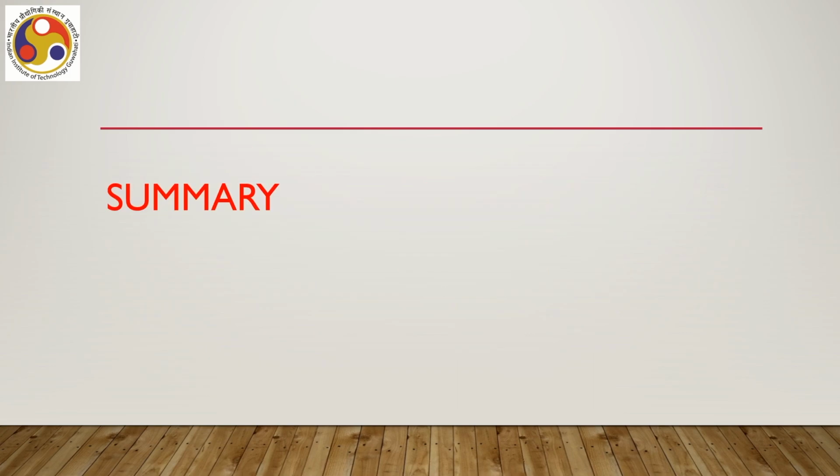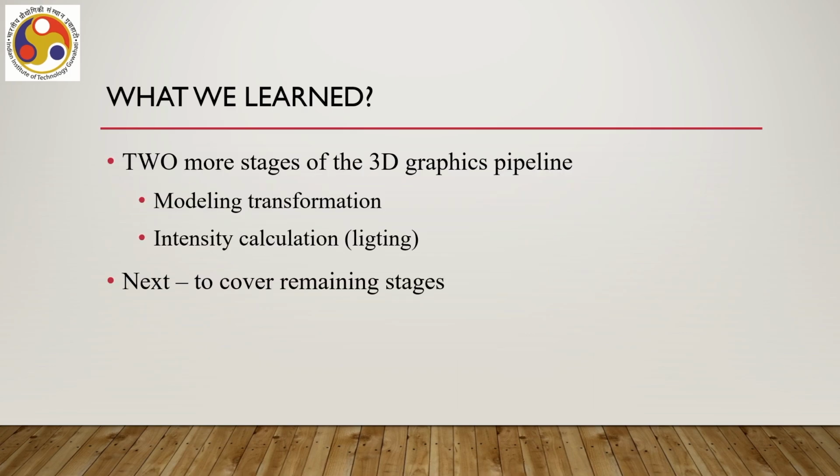So, let us summarize what we have covered so far. In this part of the lecture, we have covered two more stages of the pipeline: modeling transformation and intensity calculation, that is lighting. In modeling transformation, we have seen that to transform a point from its local coordinate system to the world coordinate system, we first need to obtain the transformation matrix, which can be an individual basic matrix or a composite matrix. Composite matrix is more common, and then we multiply the point vector with the composite matrix to determine the transformed point. That is one set of computation.